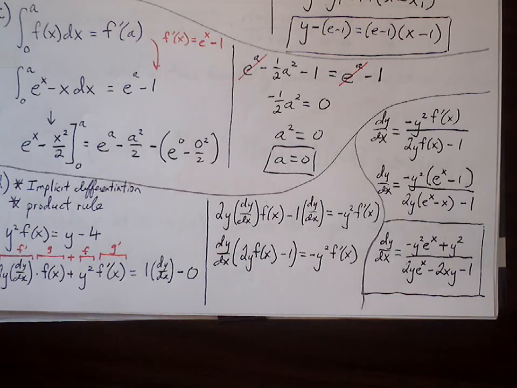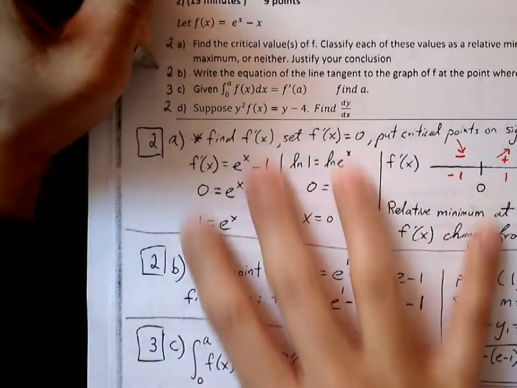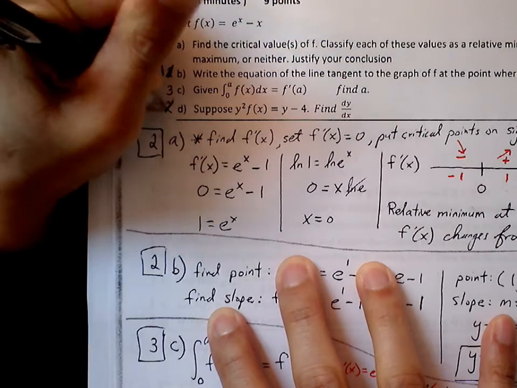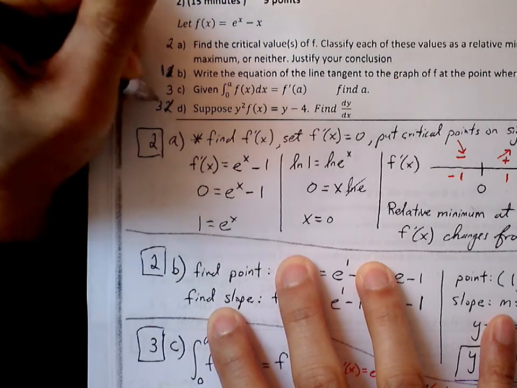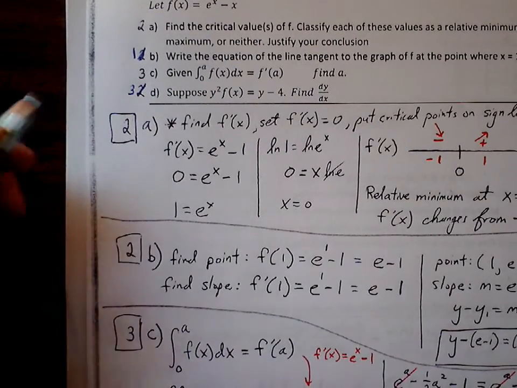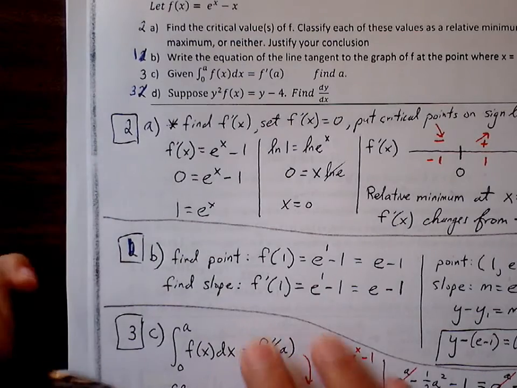An adjustment with the points here. Number 2 should be 1 point, and then part D is going to be 3 points. Okay, so 2, 1, 3, 3.